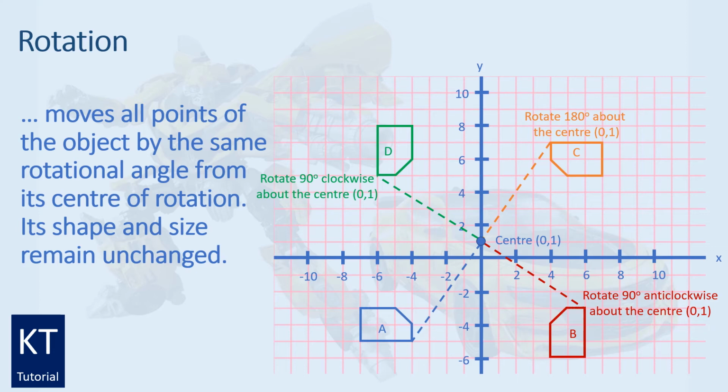The diagram shows some examples of rotation. A becomes B when rotated 90 degrees anticlockwise about the center 0, 1. A becomes C when rotated 180 degrees about the center 0, 1. And A becomes D when rotated 90 degrees clockwise about the center 0, 1.